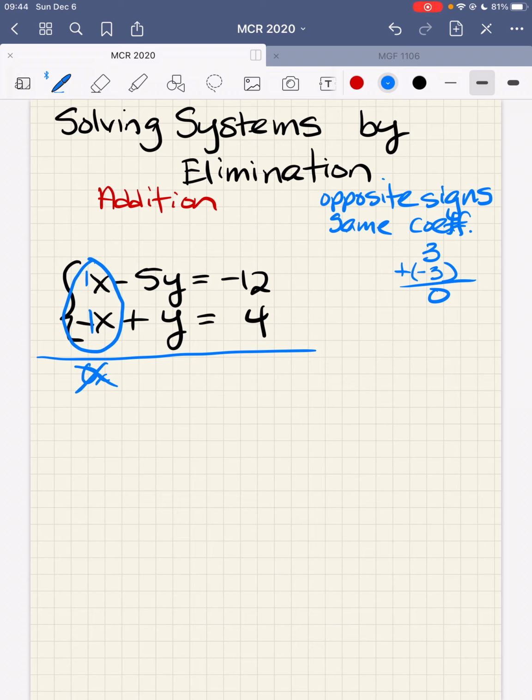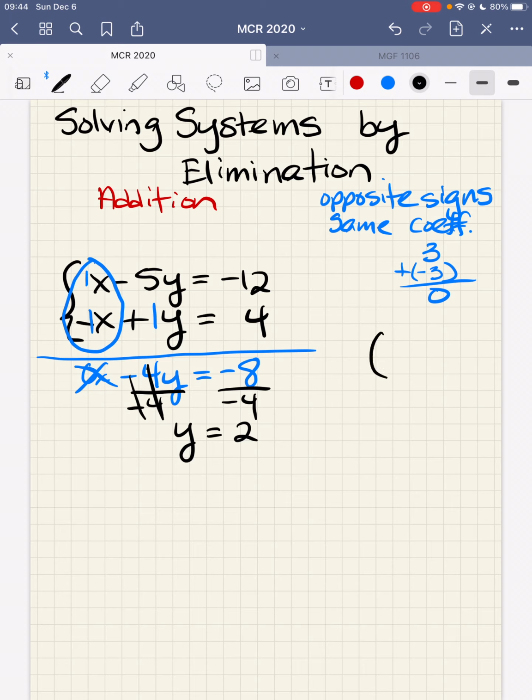I'm going to do the same to everything else. So I have a negative 5y plus 1y, okay, and that's going to give me negative 4y. Okay. Negative 12 plus 4 is going to give me negative 8. If I go ahead and divide both sides by negative 4 to solve for y, y is equal to 2. Okay, I have one part of my solution.